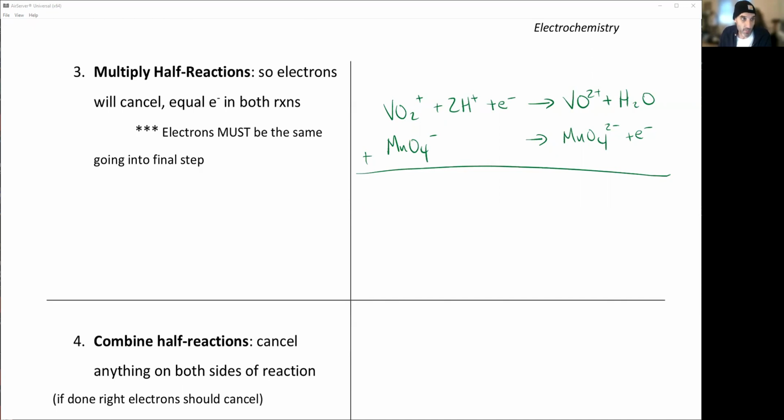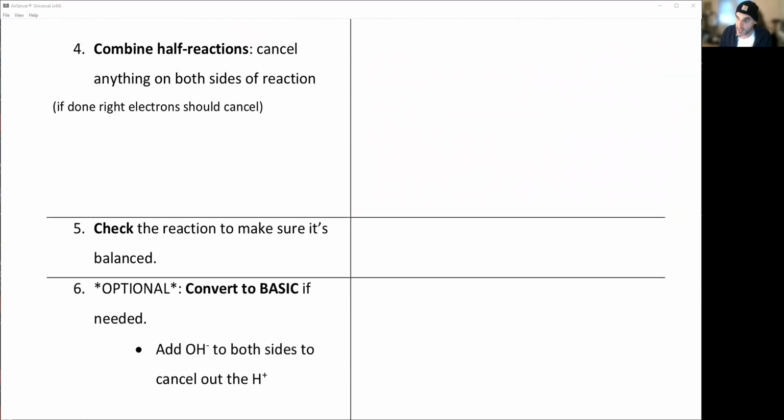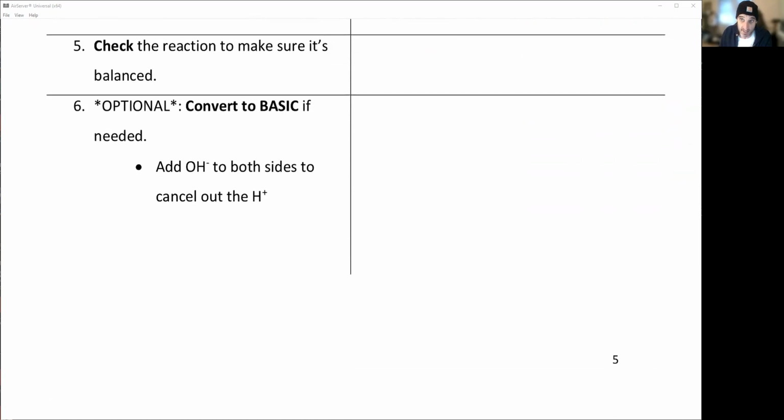And so now we're going to multiply the half reactions. Well, what we're going to focus on is the electrons. I have 1 electron on this side, 1 electron on this side. I don't need to do anything. It's already balanced. So when I combine these together, and I'm just going to do it on this line instead, the electrons are going to cancel out, and I'm left with VO2 plus 2H plus MnO4 minus yields VO2 plus water plus MnO4 2 minus, all aqueous. Okay, good. And so now the last thing is we want to check and make sure that it is in fact balanced. It is in fact balanced.